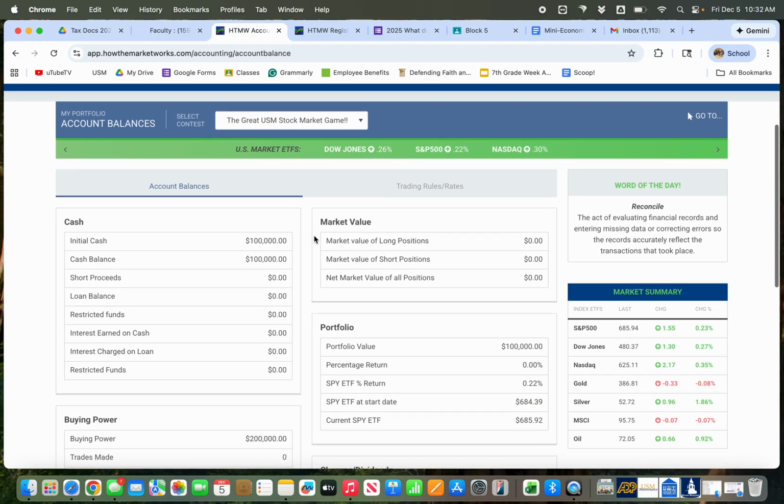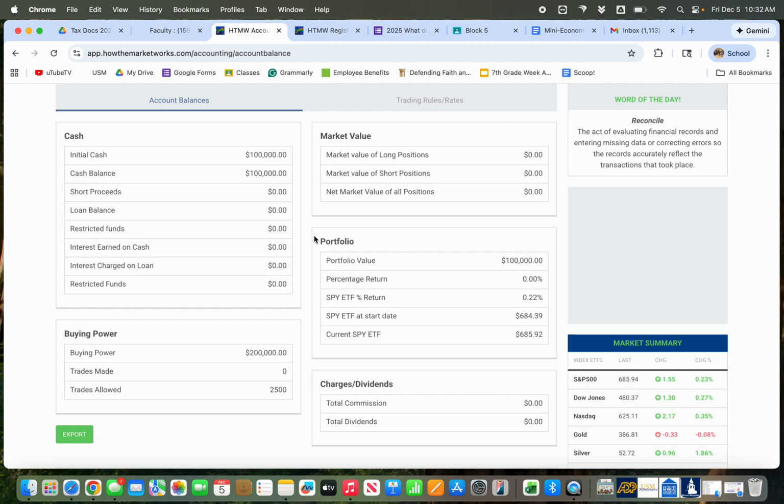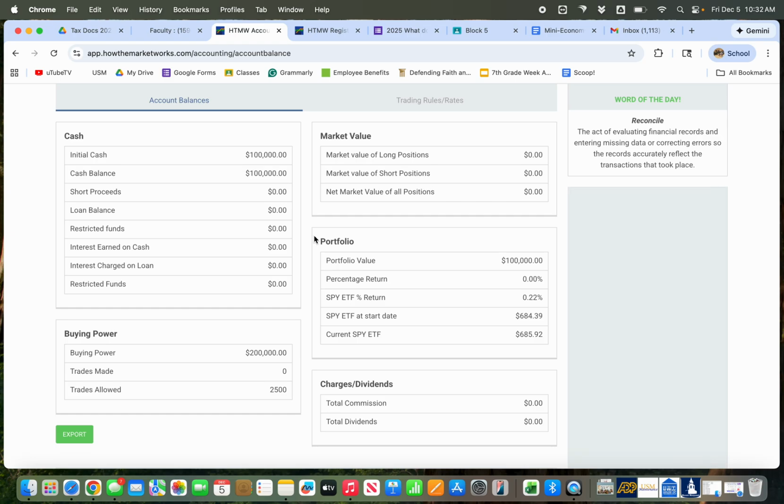And you're going to see here this information that's all about your personal stock trading portfolio on this website. It really isn't too much different than, say, my regular one in real life, my Fidelity account. So you're going to see here that everybody starts the same with $100,000. Don't worry about the short proceeds because that's dealing with selling short, and I'll teach it to you later.